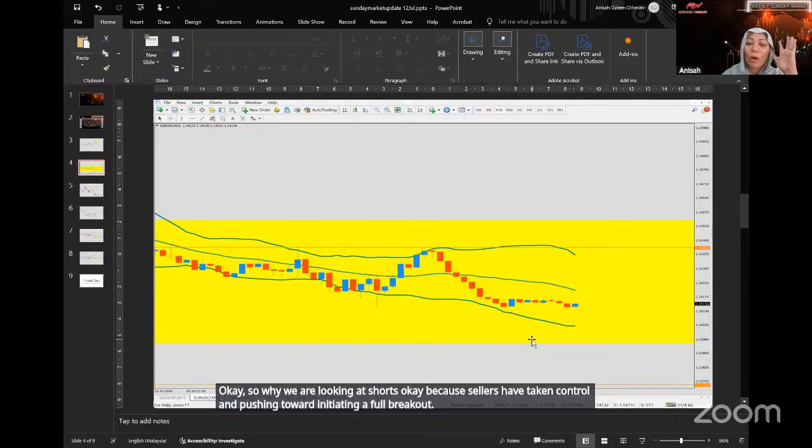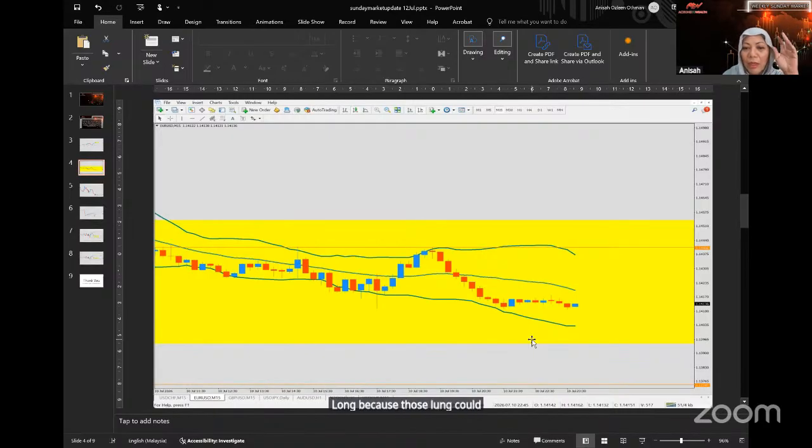So that's why we only want to go short. We don't want to take the risk of going long, because those longs could be temporary. You don't want to get caught up in a fake short uptrend.